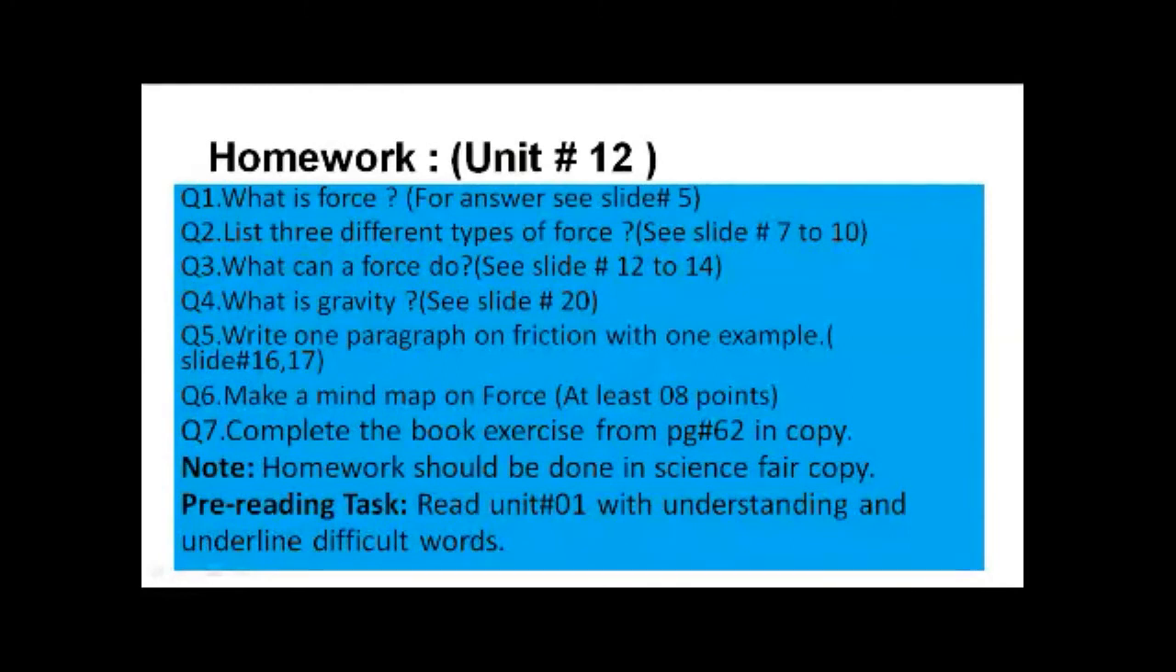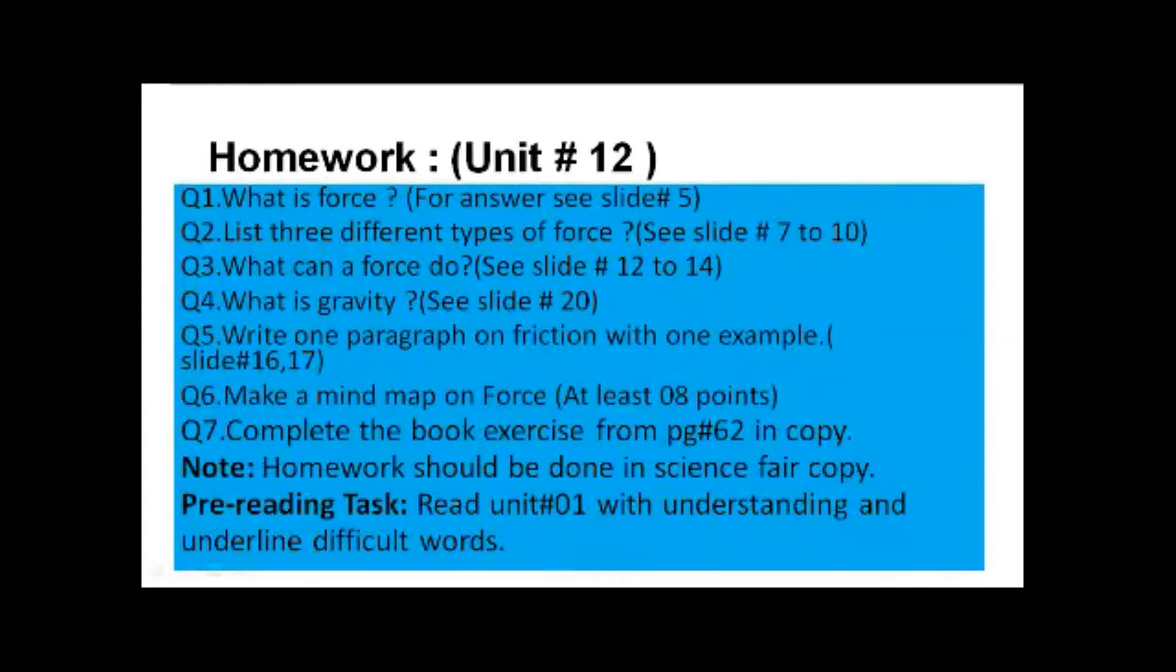Question number 4. What is gravity? Gravity is an attractional force. So for the answer, see slide number 20. Question number 5. Write one paragraph on friction with one example. For the answer, see slide number 16 and 17.